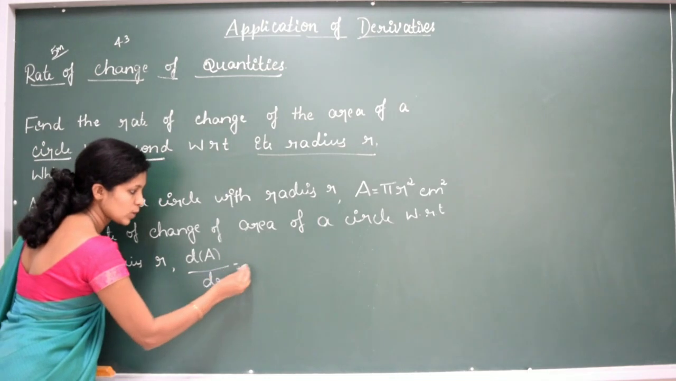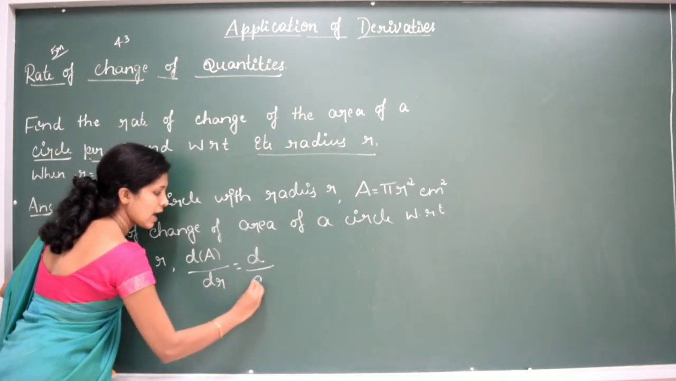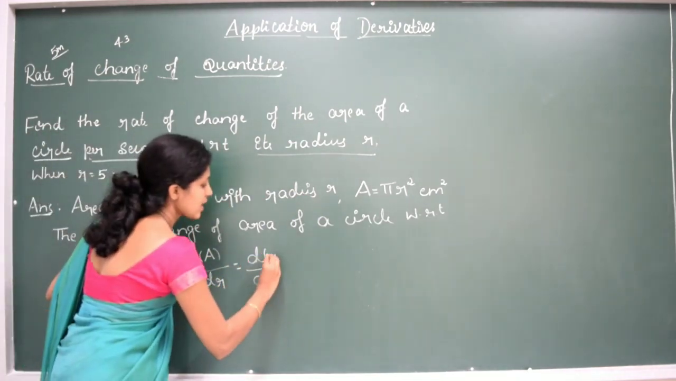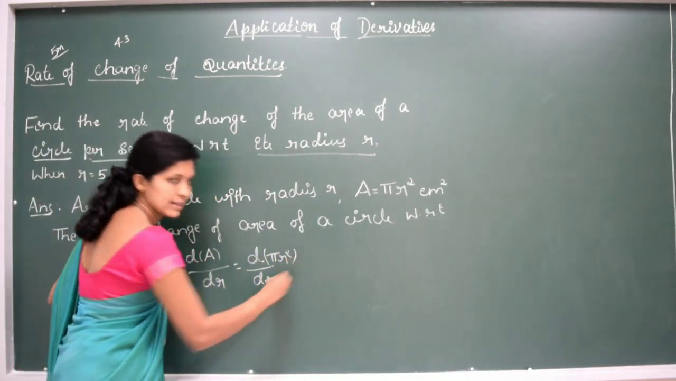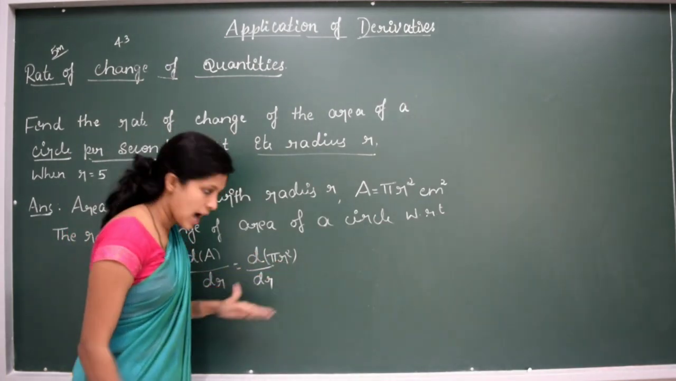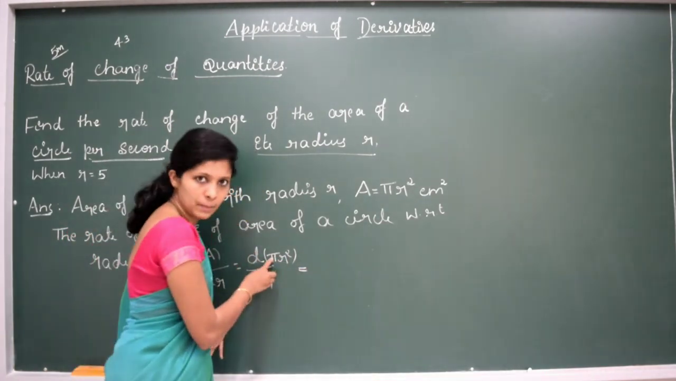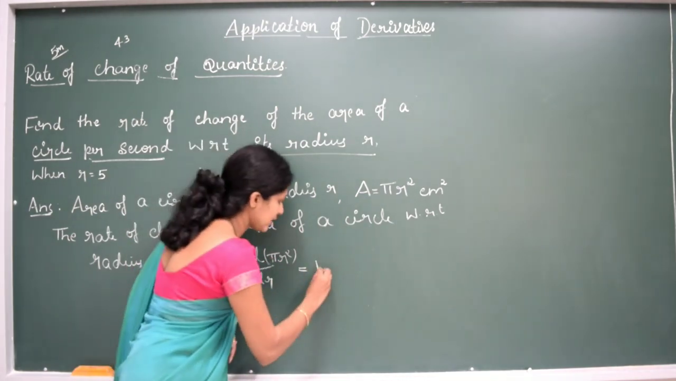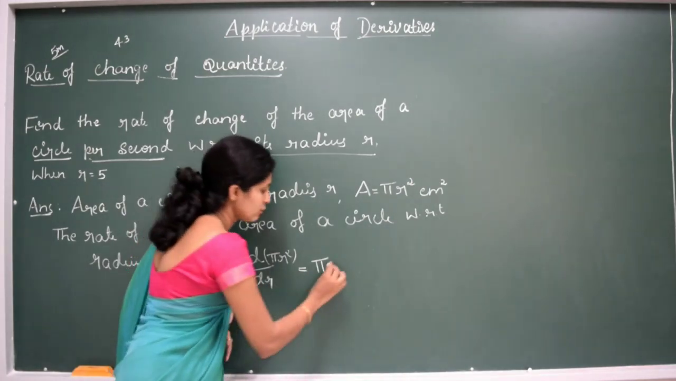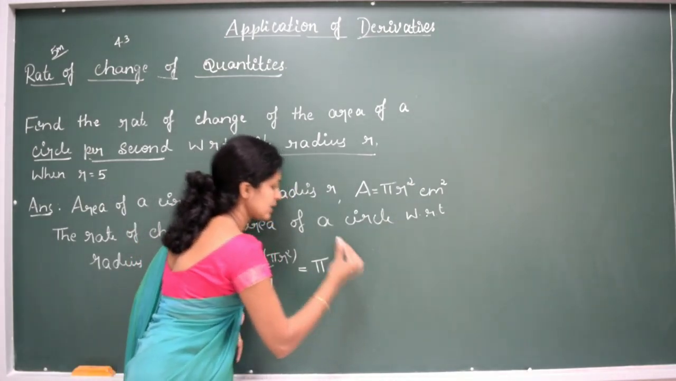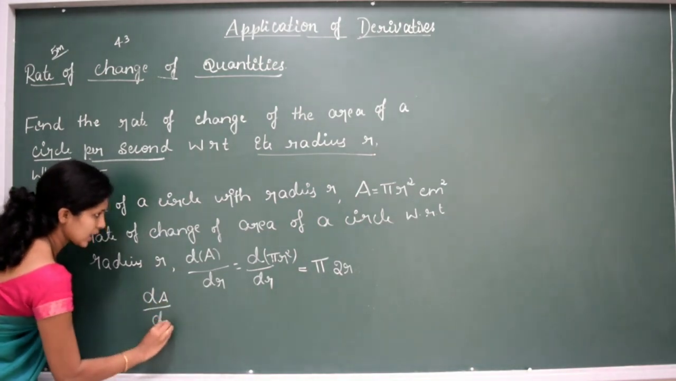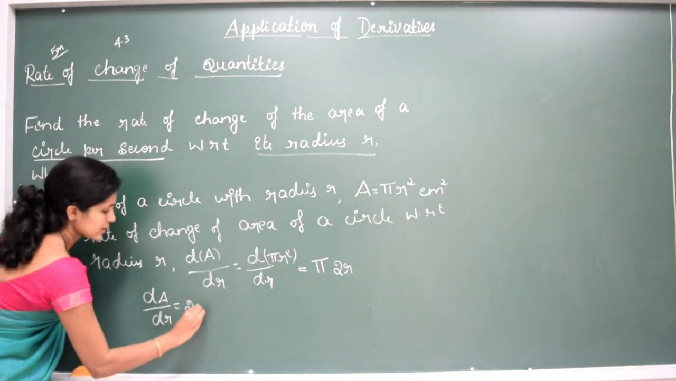So this will be equal to d by dr of, what is A? It is pi r square. I substitute pi r square. Is it clear? Now you have to differentiate pi r square with respect to r. Here pi is a constant, so we write pi as it is, and the derivative of r square with respect to r will be 2r. We got dA by dr is equal to 2 pi r.